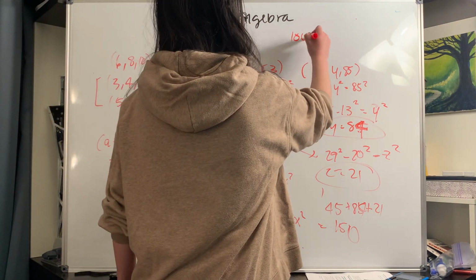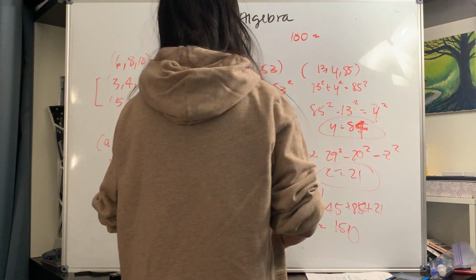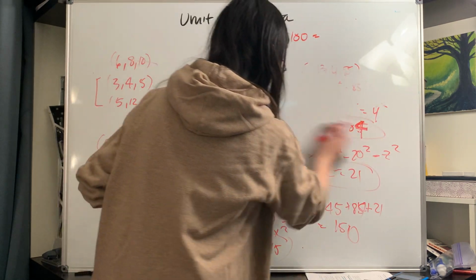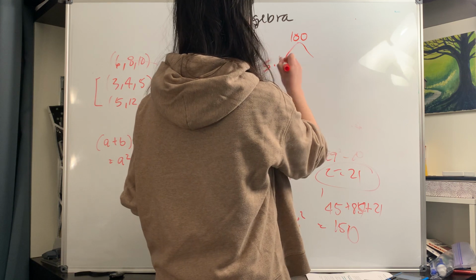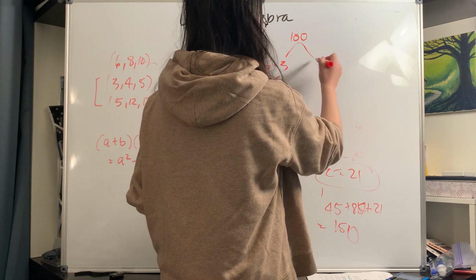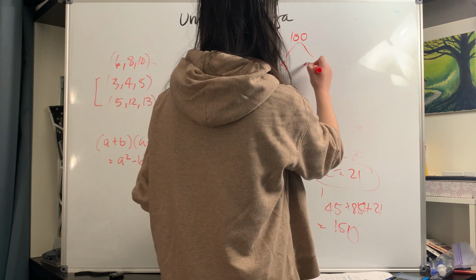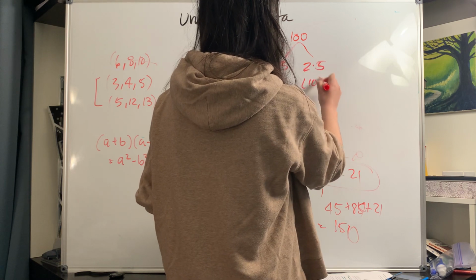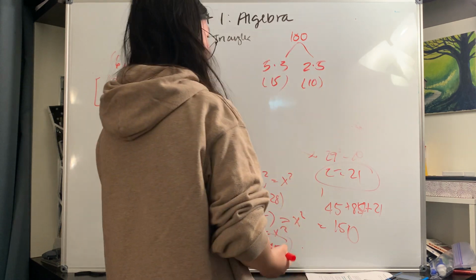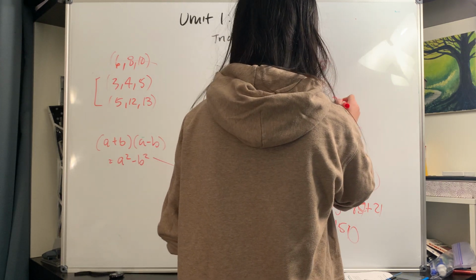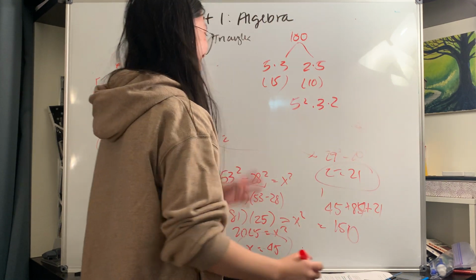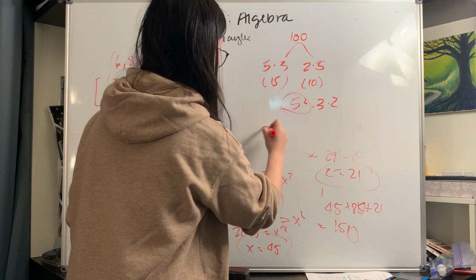150 is, well, I'll draw a factor tree. Let me erase all this work here. 150 is equal to 5 times 3, which is equal to 15, times 10, which is equal to 2 times 5. So that's equal to 10. So the complete prime factorization is 5 squared times 3 times 2. And the greatest prime factor in this is 5. So our answer would be 5.